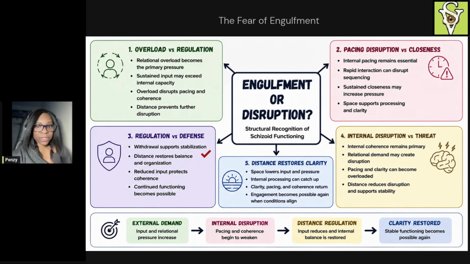We'll go to the yellow box now. This is concerned with threat versus disruption. When we talk about fear of engulfment, it's often about feeling threatened. However, looking through the functional lens, for some individuals, it can be more about not wanting disruption.